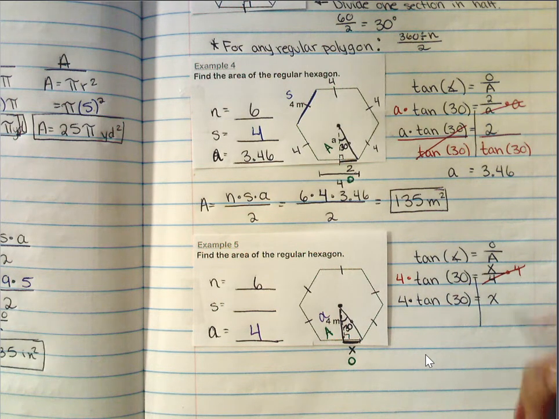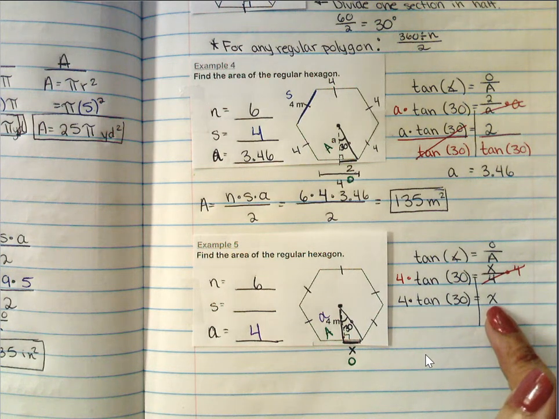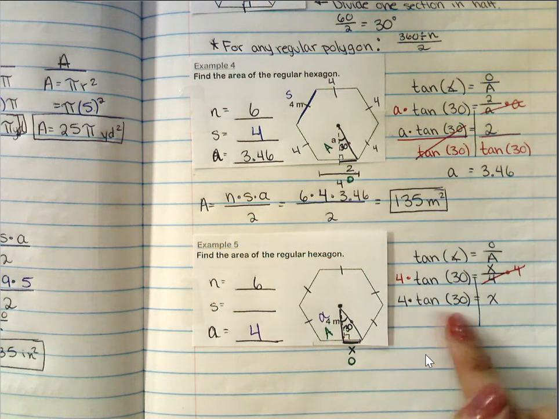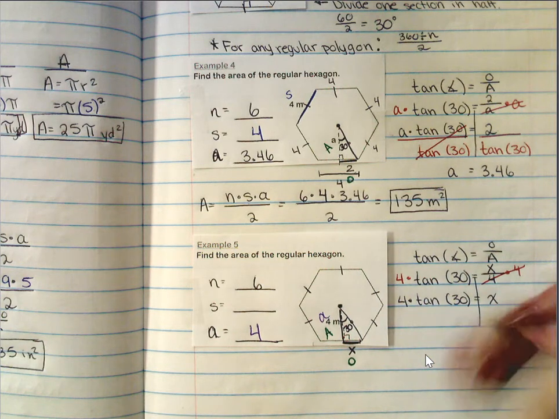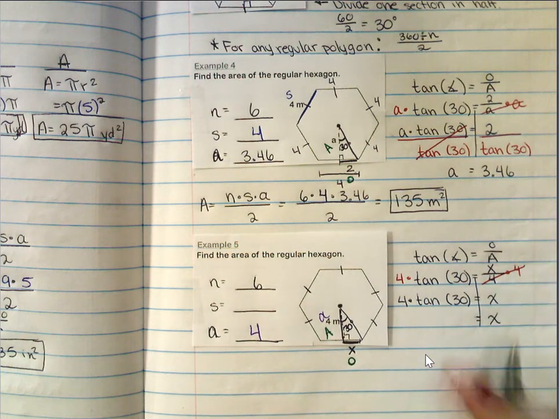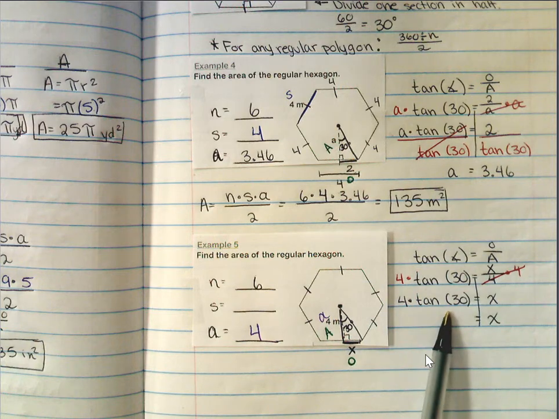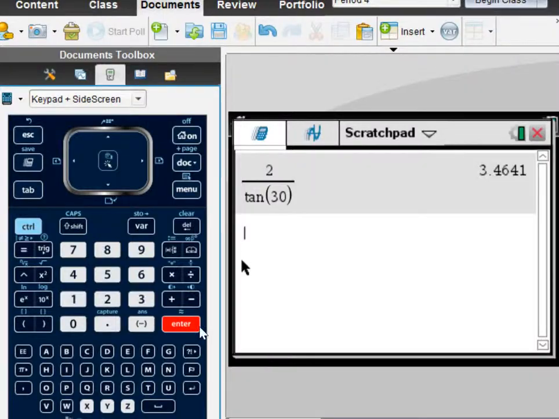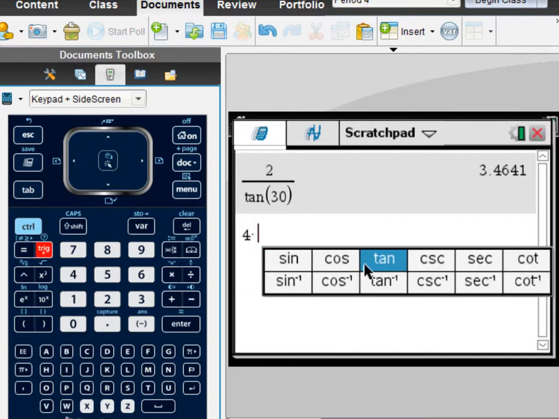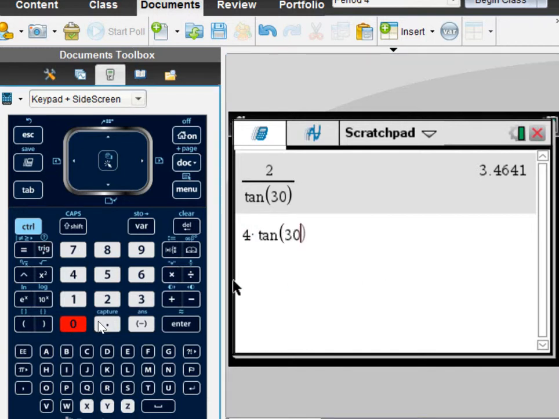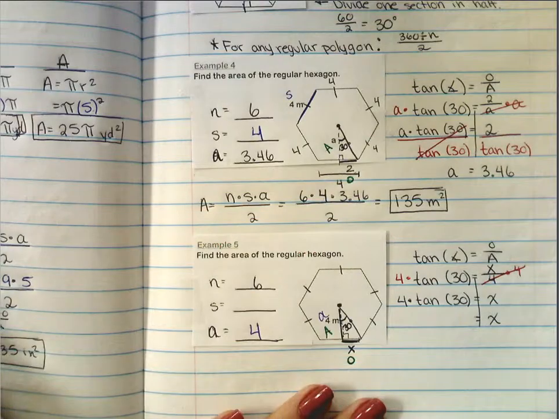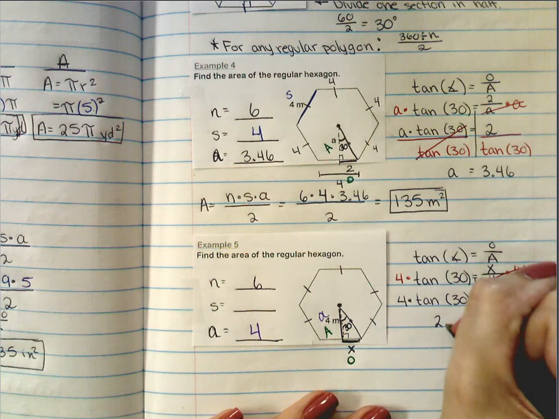This time is easier because I already have x by itself. All I gotta do is type this into my calculator, and I'm going to get my x value. So I'm going to put 4 times the tangent of 30. So here I go. 4 times the tangent of 30. Again, rounding to the nearest hundredth, so that's 2.31. So right here, 2.31.